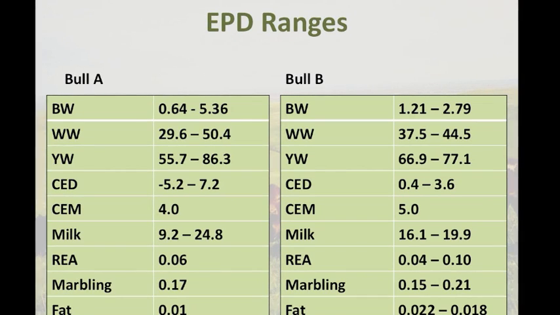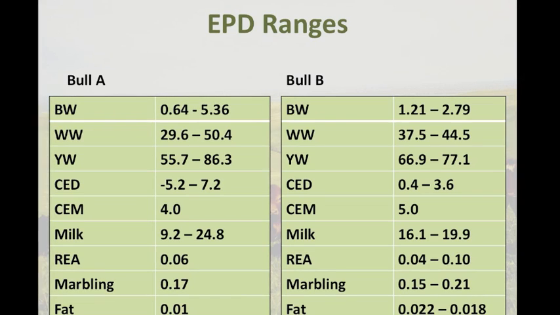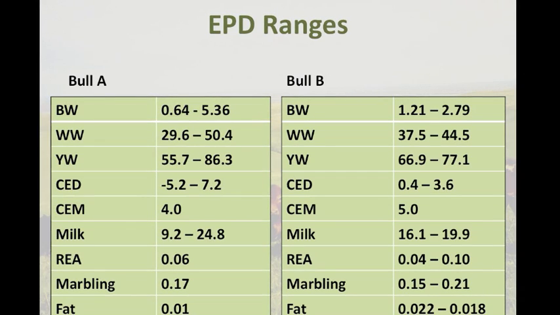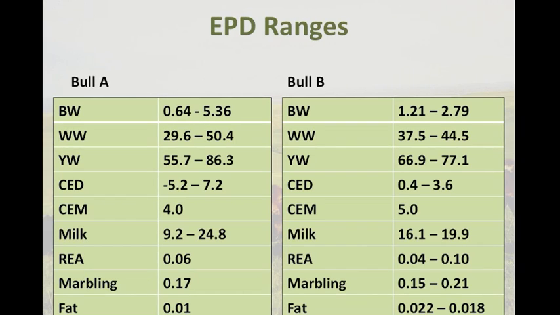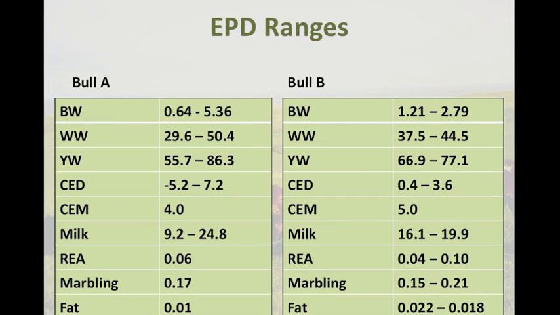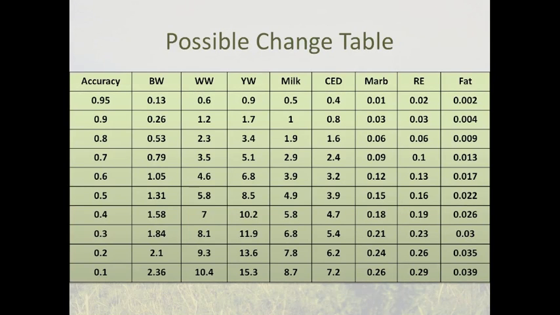So the range for the yearling weight EPD at a 10% accuracy is anywhere from 55 to 86 pounds. Now that's quite a big range to make a breeding decision on or purchasing decision on. Whereas at a higher accuracy, the range gets tighter. So at a 70% accuracy, the range is actually 66 to 77 pounds for a 70-pound EPD. And I got that range by looking at the possible change table. If you look at 70% accuracy and yearling weight, it was plus or minus 5 pounds of whatever the EPD was. In the last example, it was 70. So it was plus or minus 5 pounds of 70. That's an easier, more narrow range within which to make a decision.